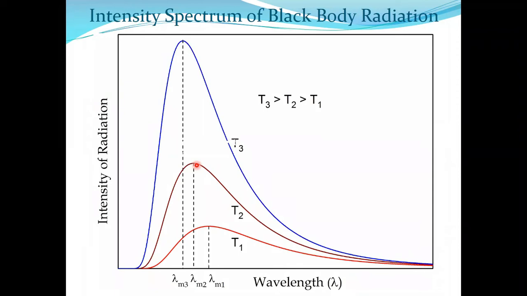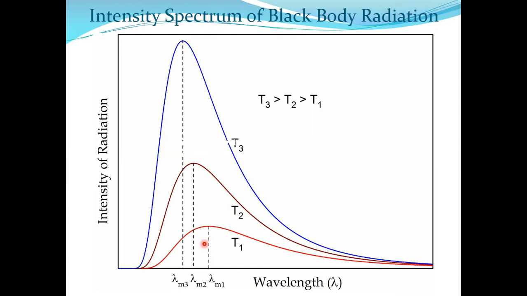But the nature or characteristics remain the same. That means with increasing wavelength, intensity increases, reaches the maximum, then decreases. And the observation we have made in the previous case is also true here. The peak again shifts towards the lower wavelength side. So you observe that when temperature is increased from T1 to T2 to T3, the wavelength for which the peak is observed shifts towards the lower wavelength side.